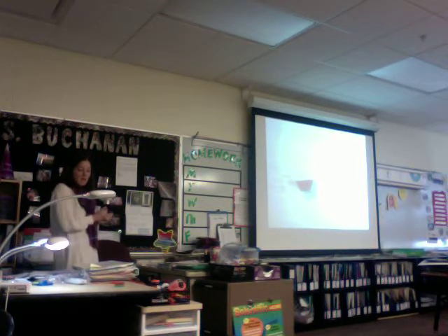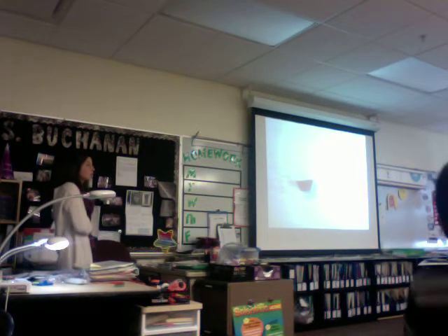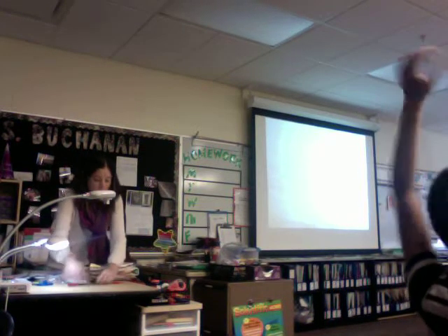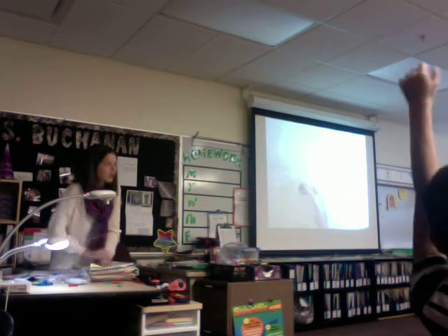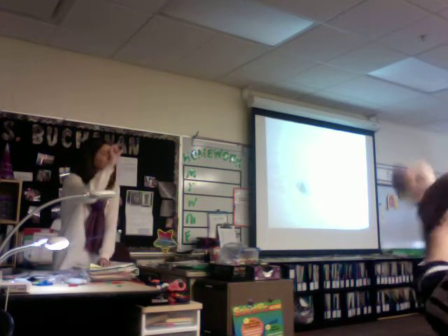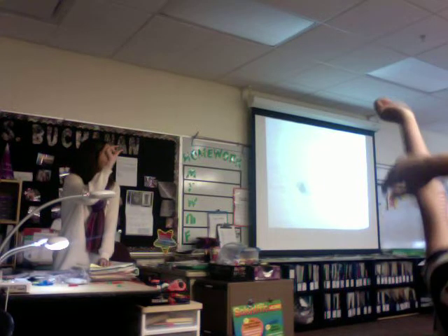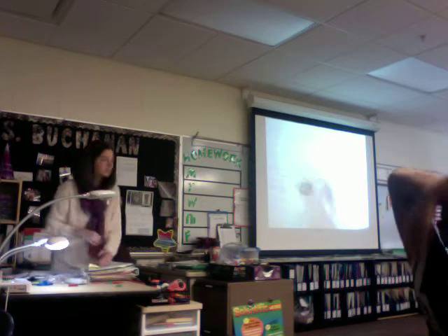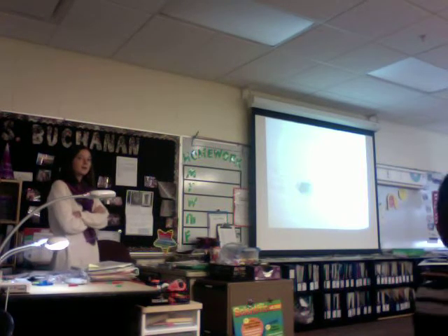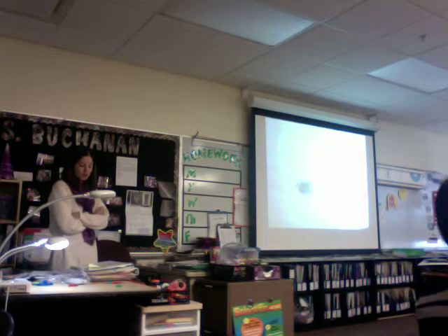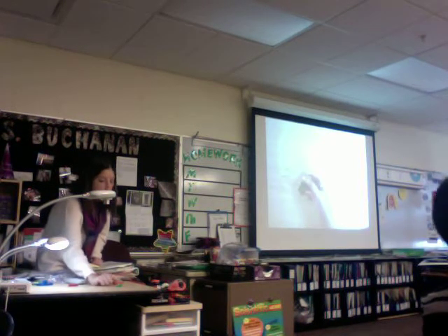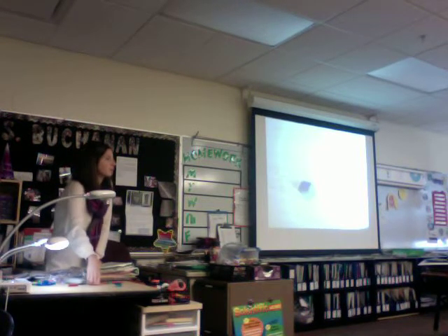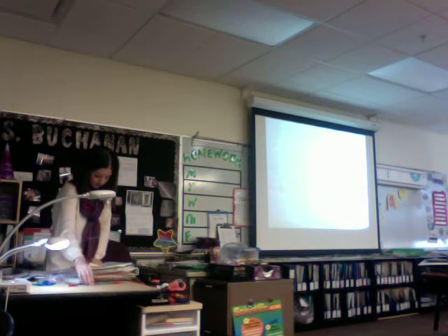Let's try another one. If a triangle is 1/3, then what is a rhombus? I have my triangle, which is 1/3, and then I have another triangle, which makes what? 1/3 plus 1/3 is what? 2/3. Put these together. What shape does that make? Gabby? A rhombus. So a rhombus equals how many thirds? 2/3. It represents 2/3.